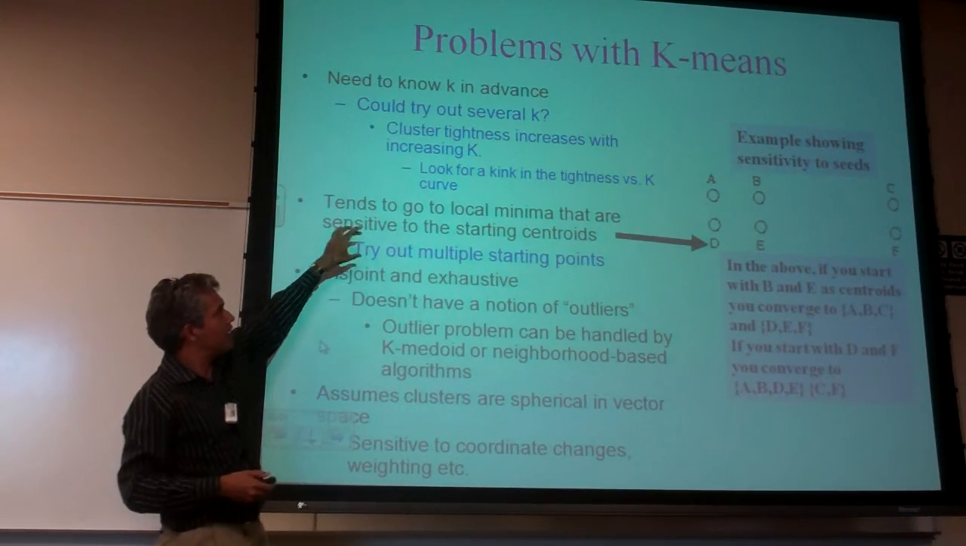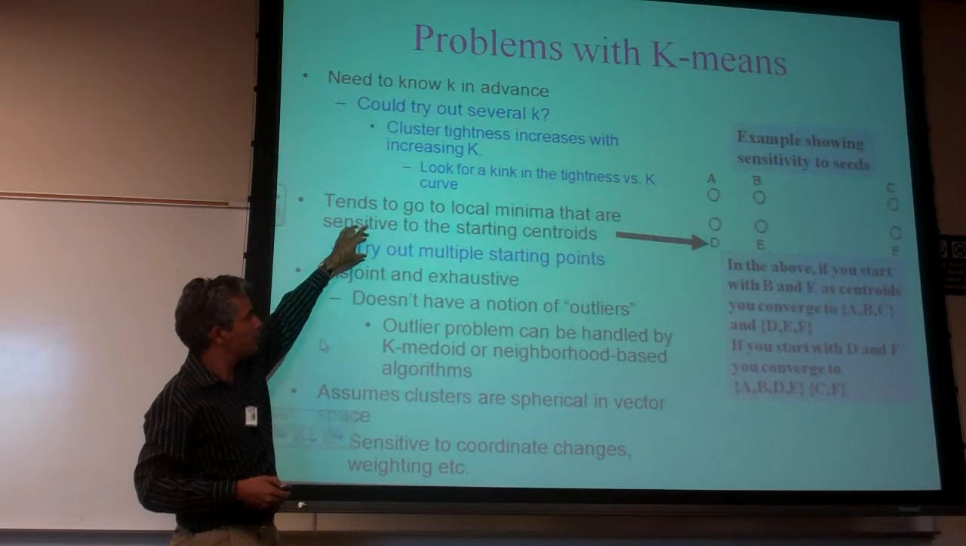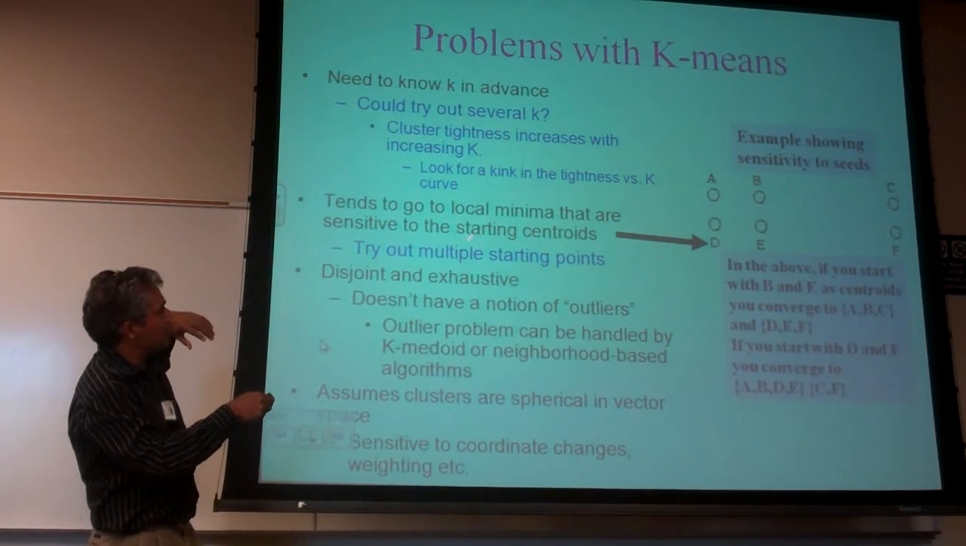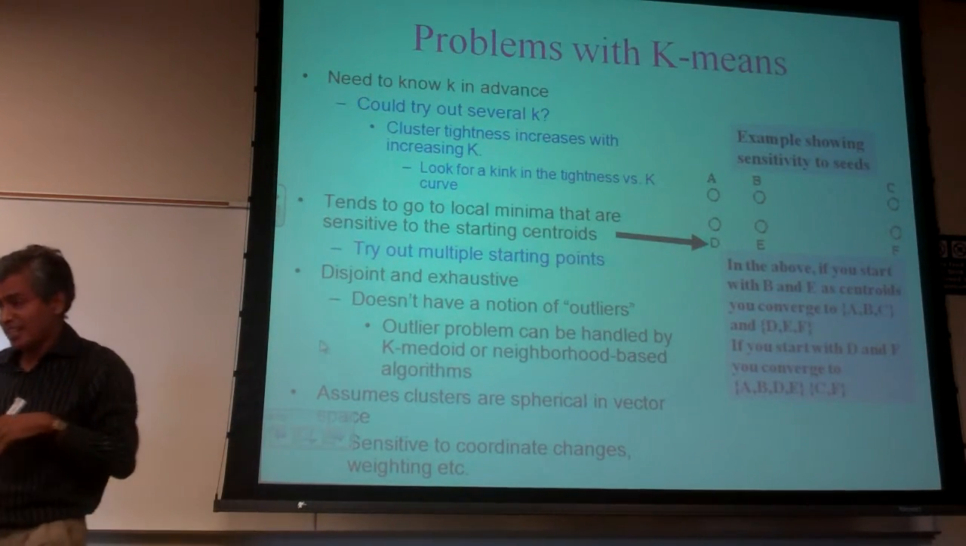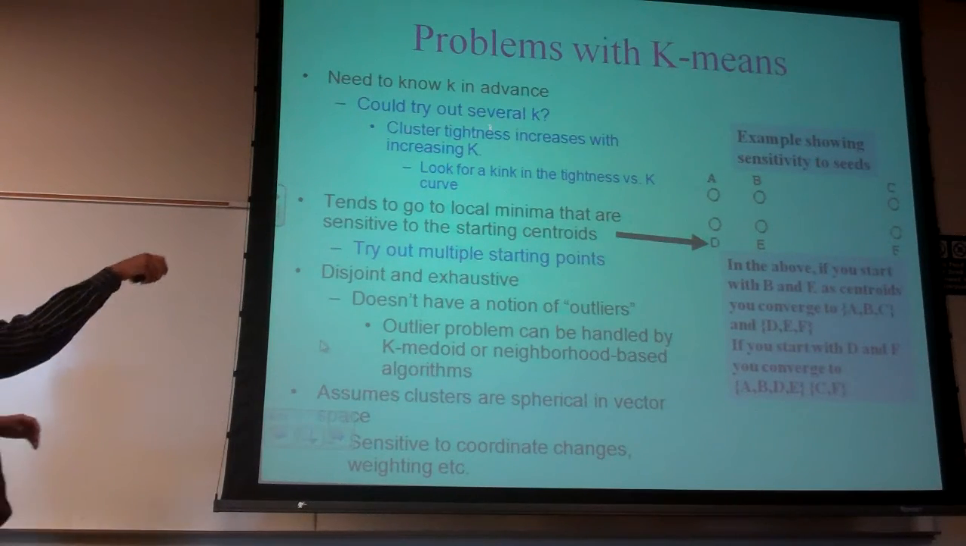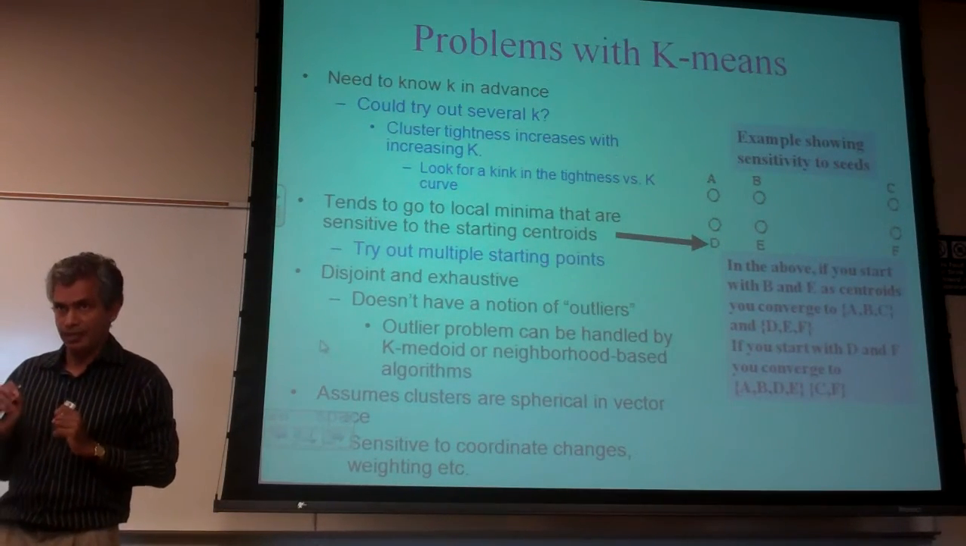In fact, we'll see in a minute an idea called bisecting K-means, which sort of answers both these questions in an interesting way. Okay.